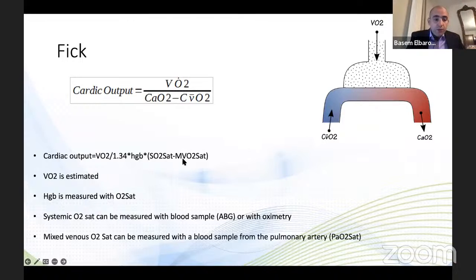Finally, the mixed venous O2 sat. You just take a blood sample from the pulmonary artery, because the blood comes into the right atrium from the IVC, the SVC, and the coronary sinus, gets mixed and pumped to the pulmonary artery. So if you take a pulmonary artery oxygen saturation, then you have the mixed venous there. Okay, and then you plug that into the software, and it'll give you the cardiac output using the Fick equation. Okay, hopefully you haven't lost me there. So that's the Fick.